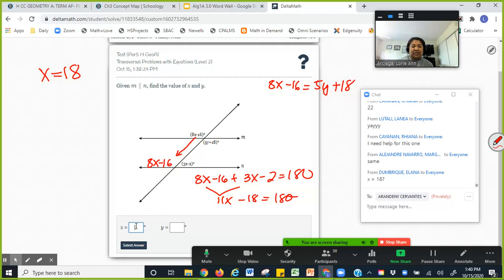Can we try and answer even if it's just like one? Have you tried that with Delta Math? So can I submit this answer or will they mark it wrong?